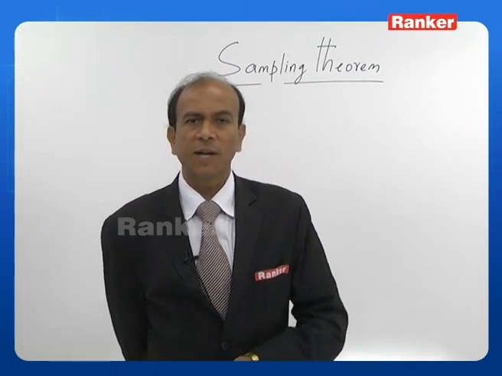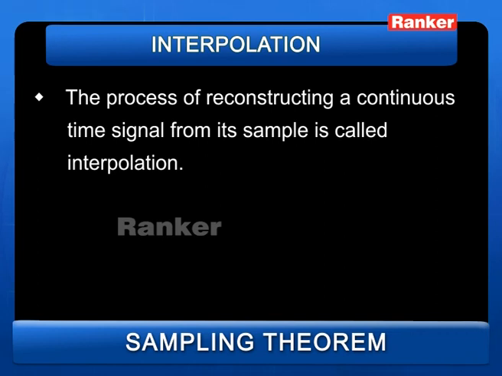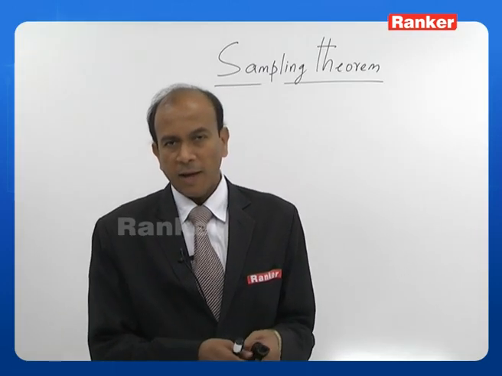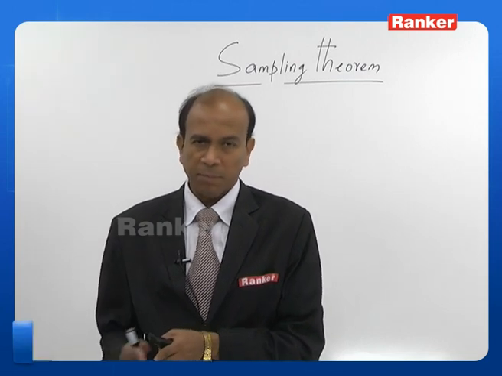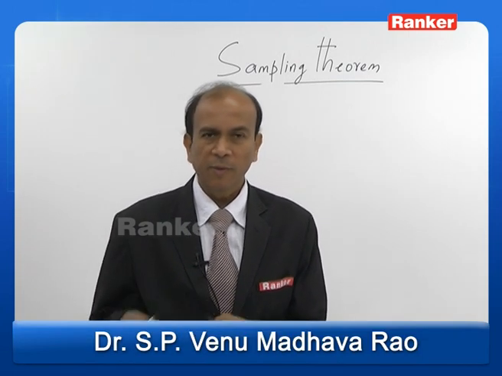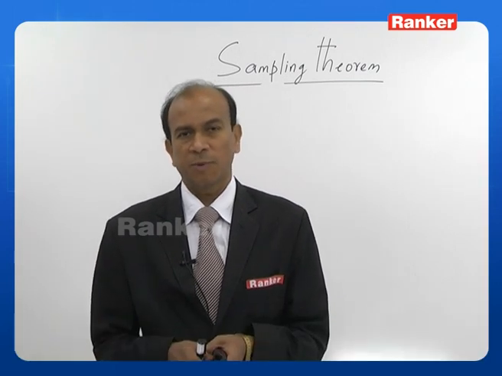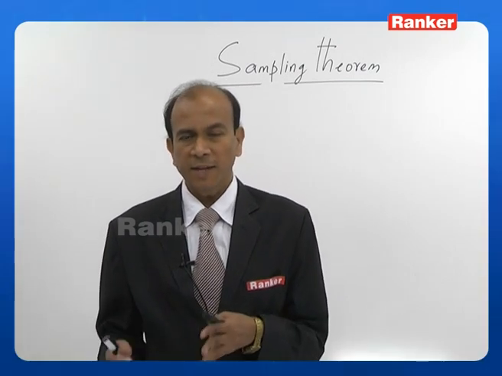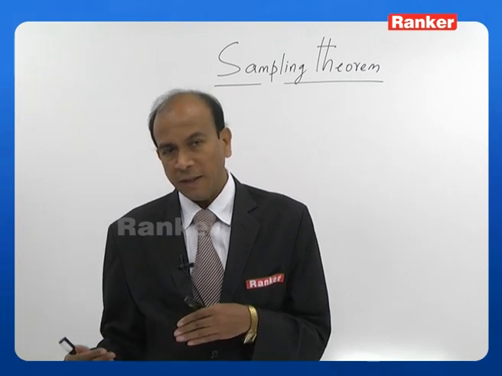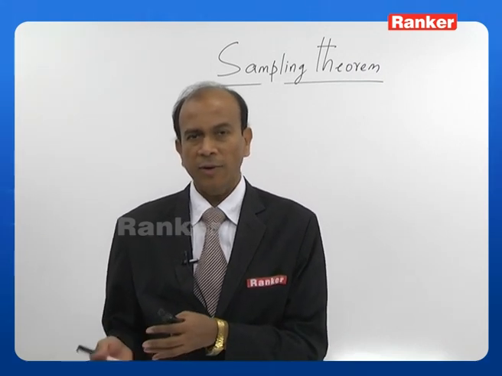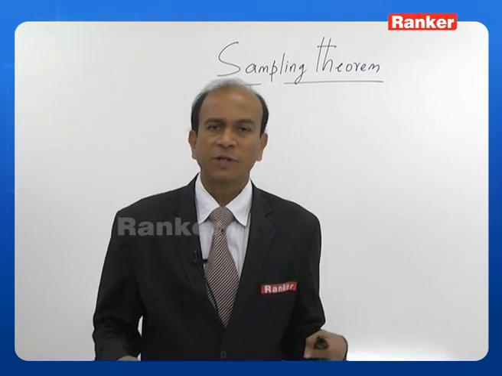Let us see what is called interpolation. Interpolation is the process of reconstructing a continuous time signal from its samples. Converting x of t into xs of t is called sampling, and constructing x of t back from xs of t is called interpolation. So, x of t to xs of t is sampling, and from xs of t I want to reconstruct my x of t, that is called interpolation.